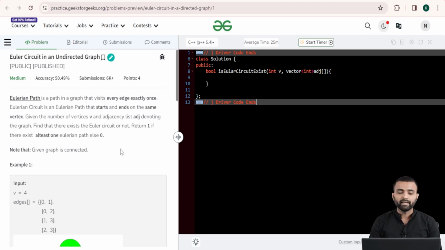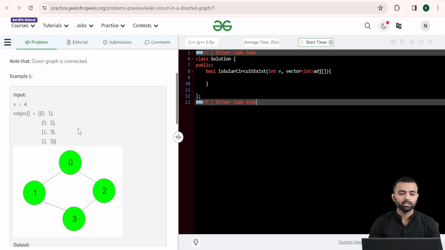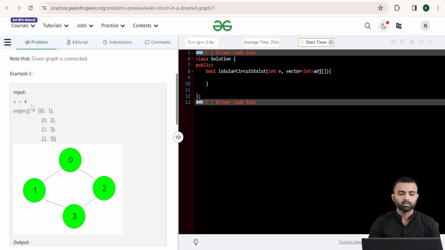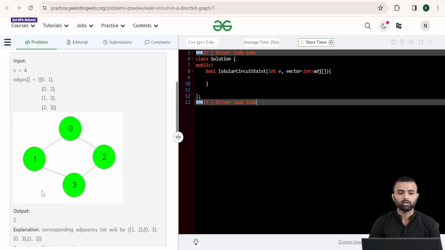Here we are given the number of vertices V and the adjacency list ADJ, which denotes the graph. We have to find whether an Euler circuit exists or not. If it exists, we return 1, or true. If it does not, we return 0. Note that the given graph is connected. In the first example, V equals 4 and 4 edges are given, all connected to each other, so it's a connected graph. In this case the output is 1.